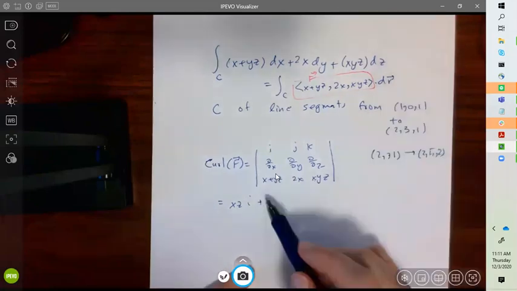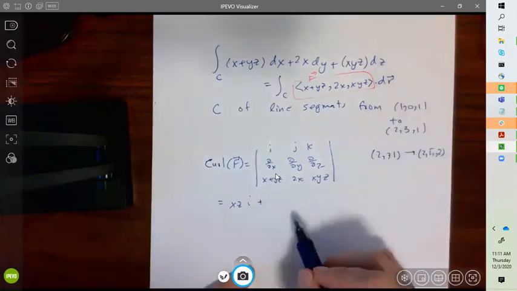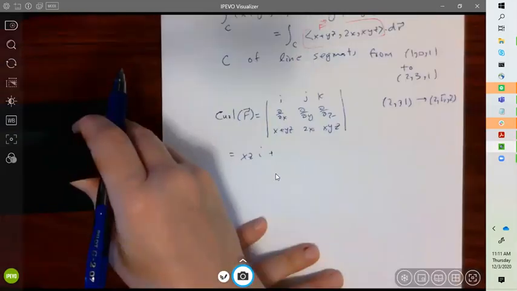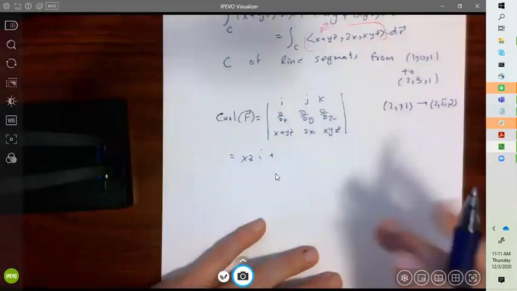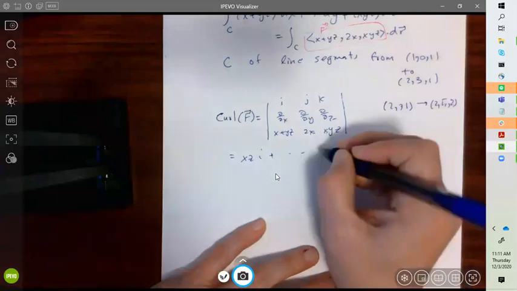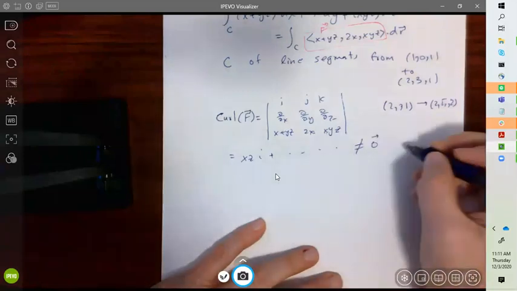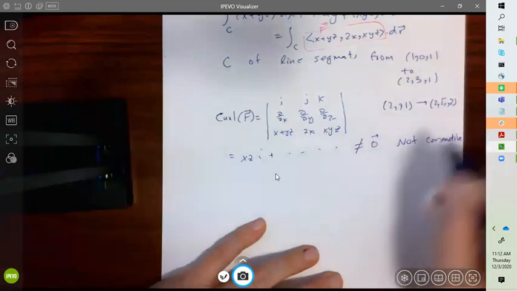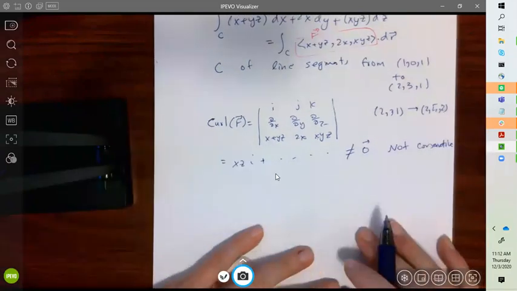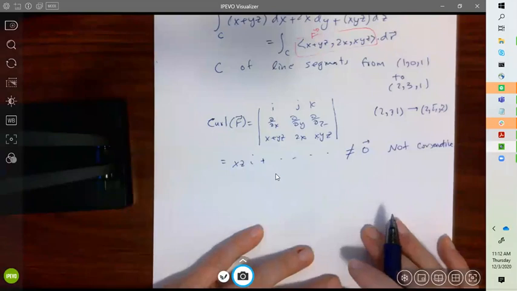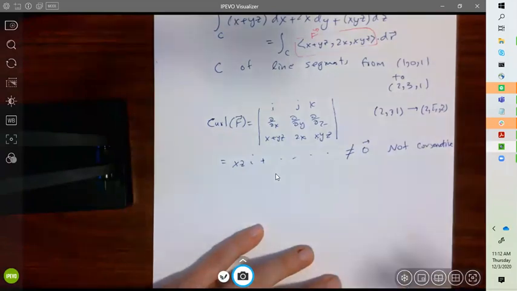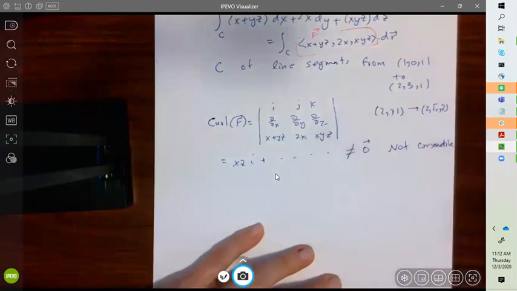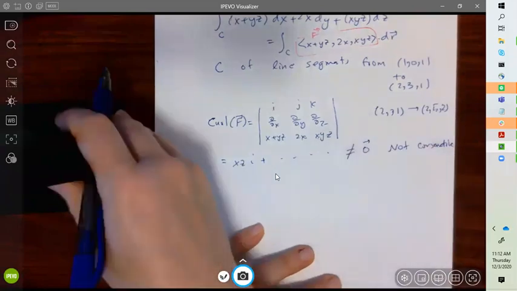So I can't use the fundamental theorem for conservative fields. Whatever that is, it's not equal to the 0 vector, so not conservative. So my next thing is that it just seems I have to do my work and find each piece separately. So how do we do this?